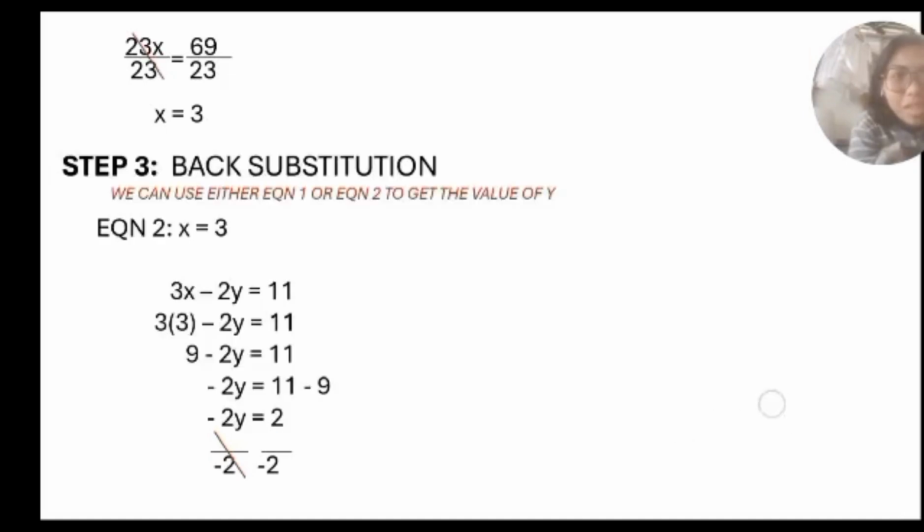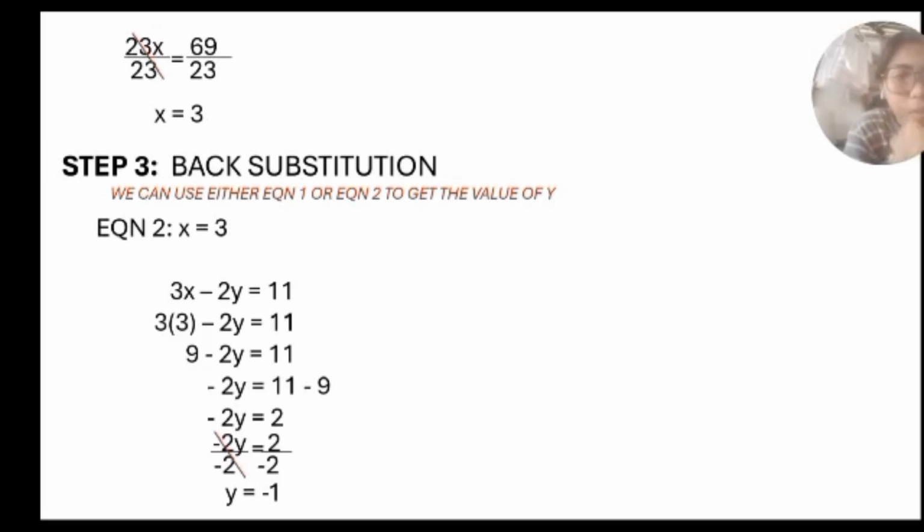Then, the next step is using back substitution. So we can use either equation 1 or equation 2. Pili ka kung asa ka mas comfy or like asa mas dali bitaw. So as for me, akong gipili kay ang equation 2. So ato na substitute si x as 3. So mahimo ni siya 3 times 3 minus 2y equals 11.